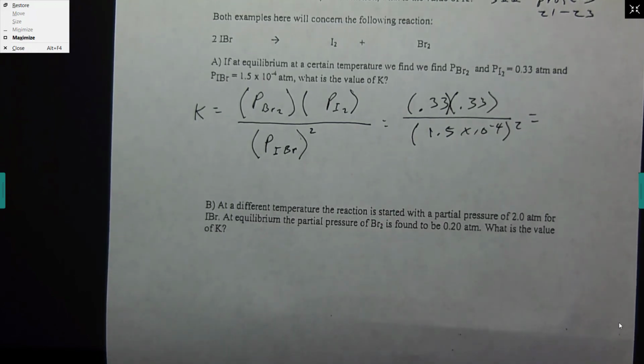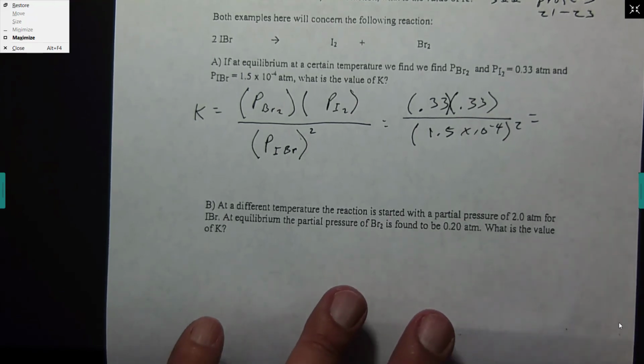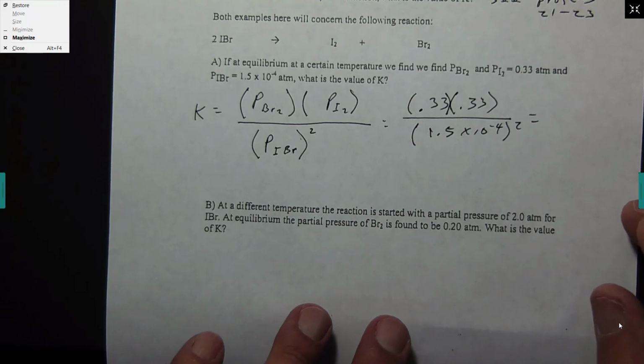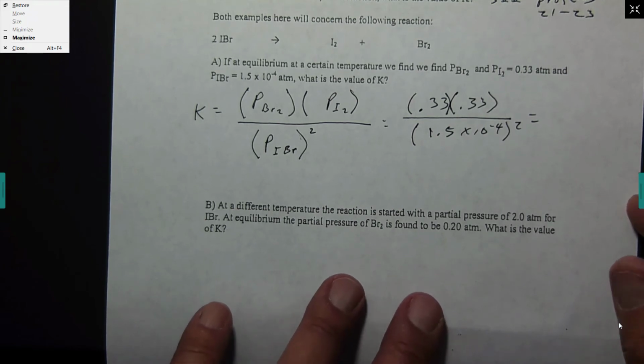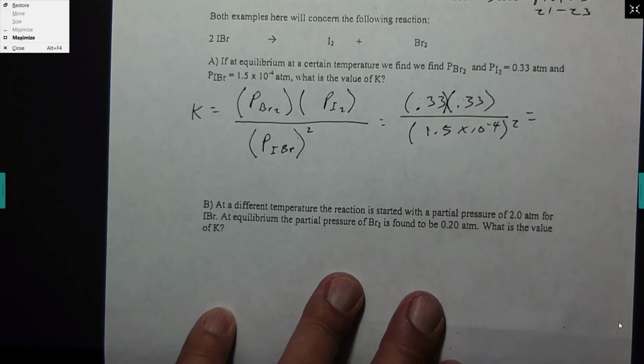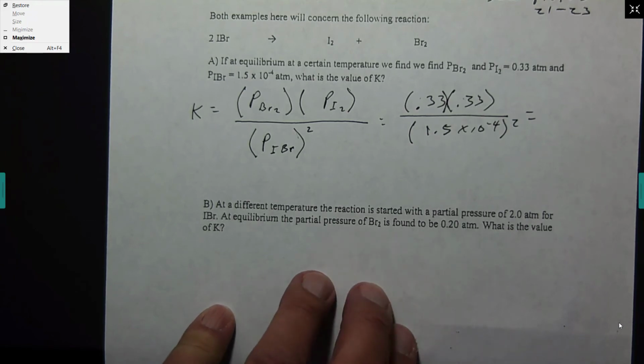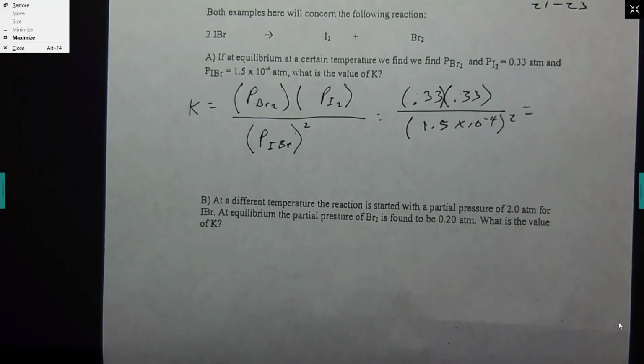Now, these problems can get just a teeny bit tougher. What if we don't give you all three values? We give you two of them. You have to find the third value using stoichiometry. And the easiest way to do that, guys, is to apply one of those ice tables. So let me show you how to do that.